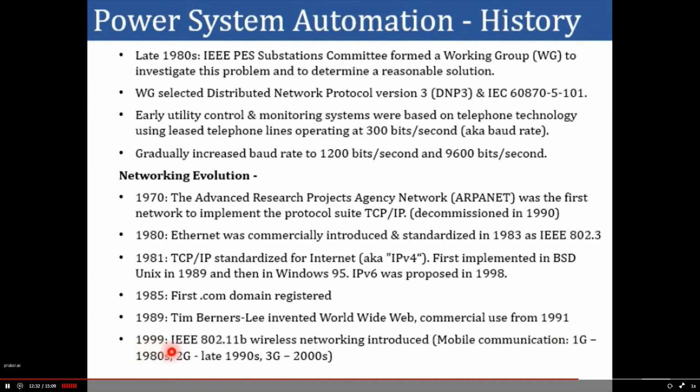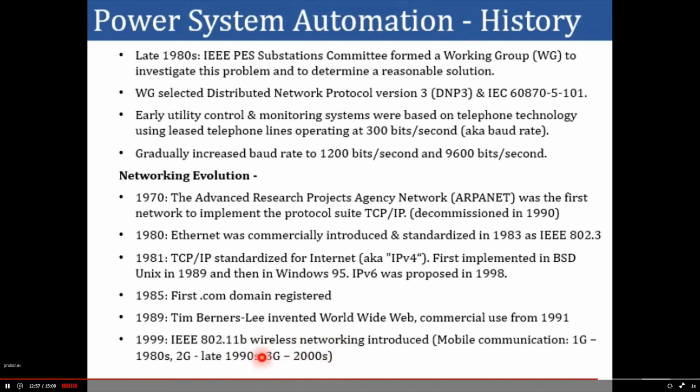In 1999, IEEE 802.11b, which is wireless networking, was introduced, and if you see mobile communication, we started with the first generation in the 1980s, second generation in the late 1990s, and then we had 3G in the 2000s.